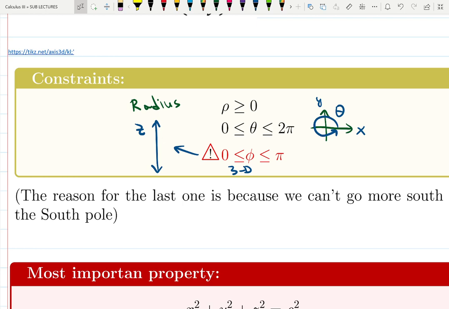Yes? What if it wants to go to the negative option? Yeah, then it will go down like so. So it can be more than pi? No, it will be from 0 to pi, but it will just be recalculating down. Yes, exactly. That's a good question.